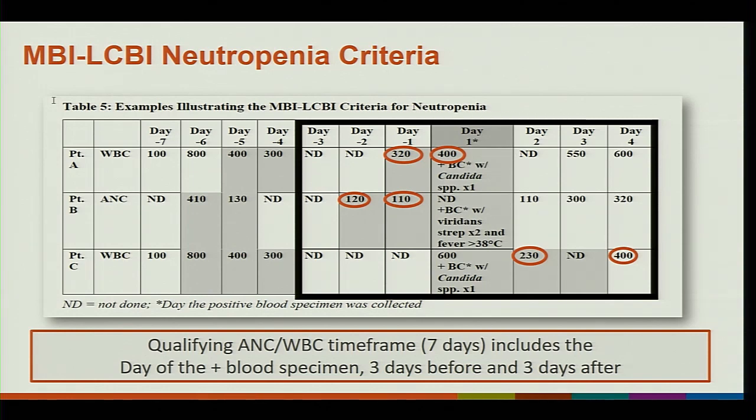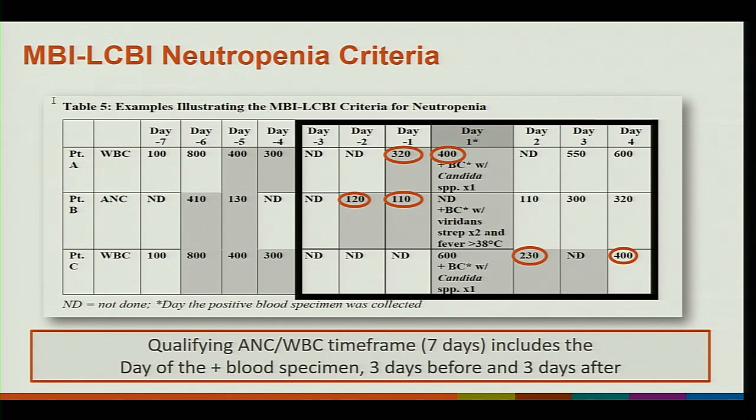first fully meets LCBI 1 with the positive blood culture growing a recognized pathogen. Next, we can consider the MBI-LCBI criteria because Candida species is also an intestinal organism that is on the MBI list. The patient has the qualifying neutropenia on two separate days with WBC values less than 500 cells. In this case, on day negative 1, the WBCs are 320, and on day 1 are 400. So the final determination of this case is MBI-LCBI 1.